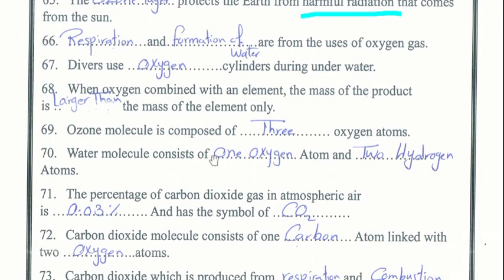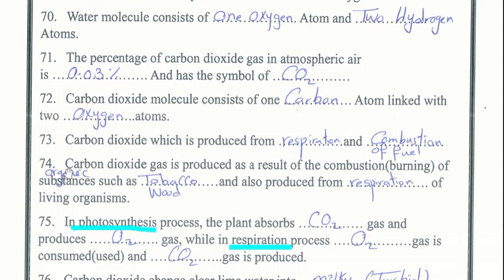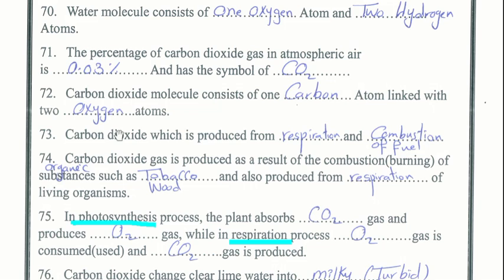69. Ozone molecule is composed of 3 oxygen atoms. 70. Water molecule H2O consists of 1 oxygen atom, 2 hydrogen atoms. H2O. Percentage of carbon dioxide gas. I'm now asking about carbon dioxide gas only. 0.03 and has a symbol of CO2. 72. Carbon dioxide molecule consists of carbon atom linked with 2 oxygen atoms. C, 1 carbon atom. O2, 2 oxygen atoms. 73. Carbon dioxide gas produced from respiration and combustion of fuel and combustion of organic material.